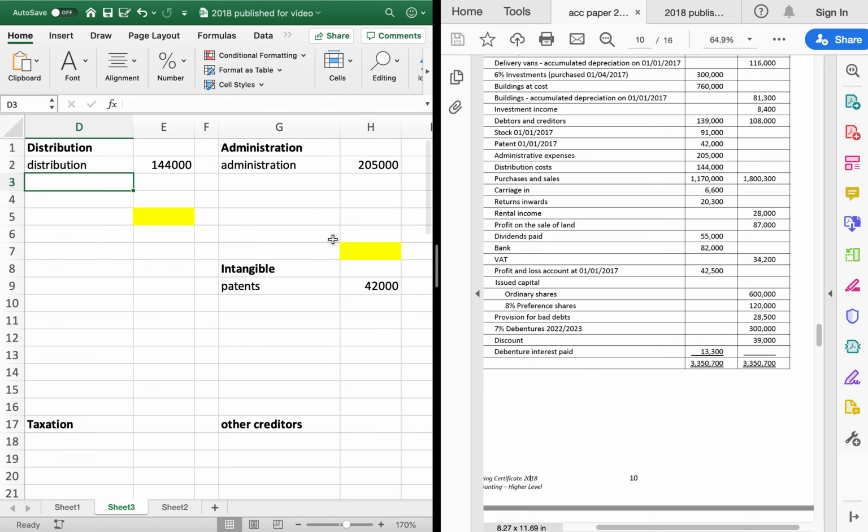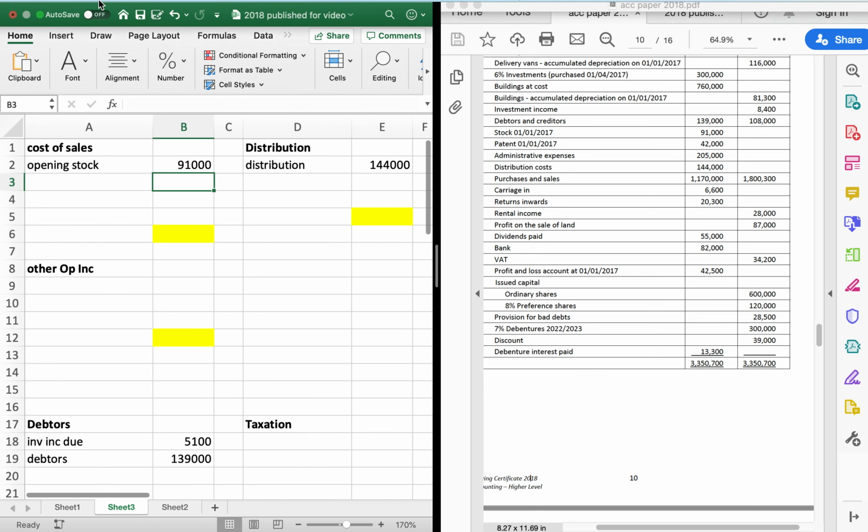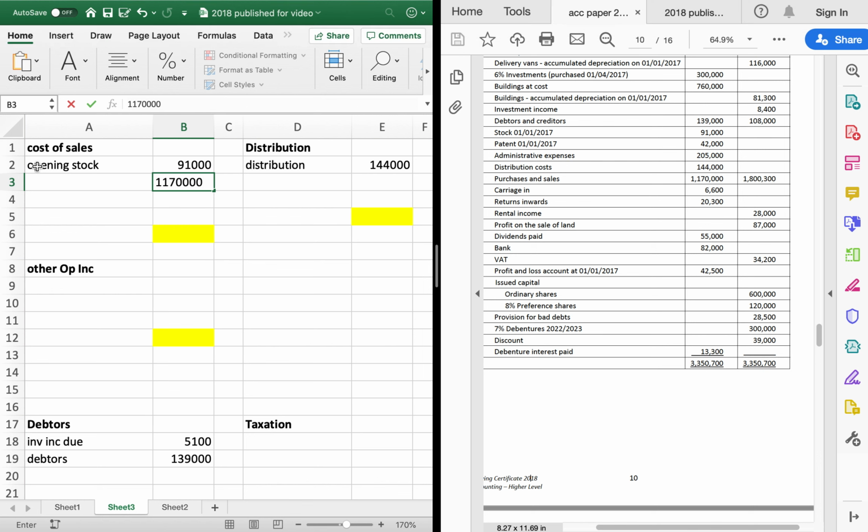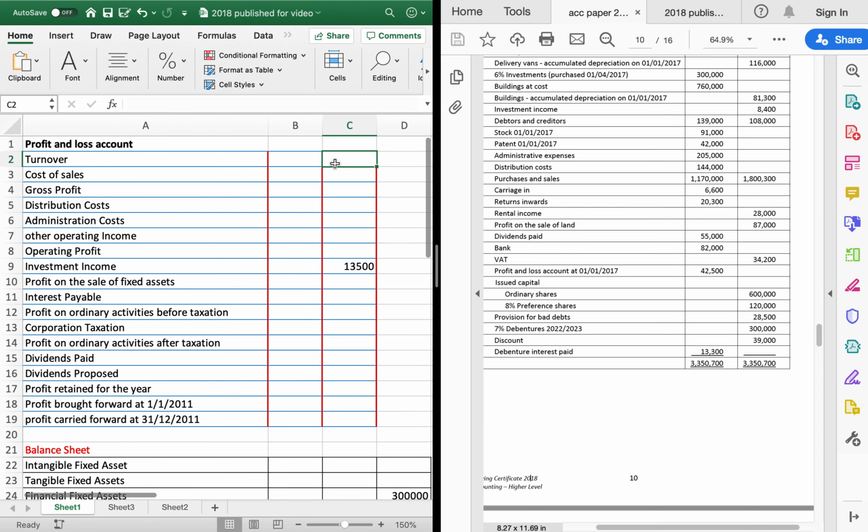Purchases, 1170 will go into cost of sales. And sales, nice easy one. You don't have to do anything with it. It just goes straight in, unless there's sales returns. But 1870, I'm going to put it in there for the time being. Okay, 1800 300. Carriage in, cost of sales.